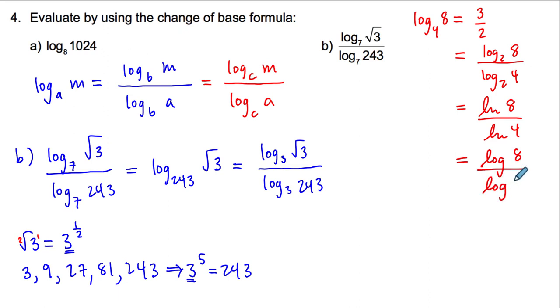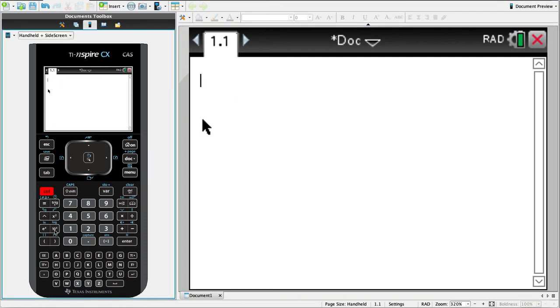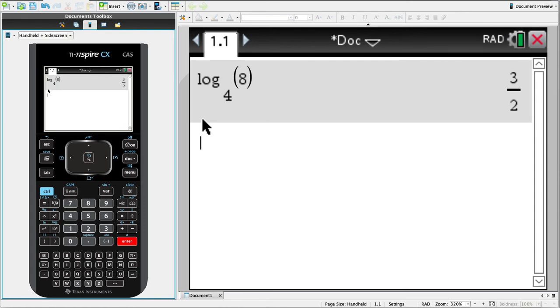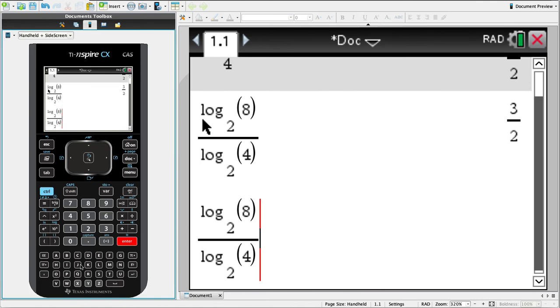And so I'm just going to go to the calculator and show a few versions of different bases to confirm that no matter what base we use, this fraction every time works out to 3 over 2. So let's first consider the expression that we had, which was log base 4 of 8, and confirm that we got 3 over 2. Now let's set this up as a fraction, where we had log base 2 of 8, and that was divided by log base 2 of 4, and we see that we get 3 over 2 again. So let's change this to any base that we like.